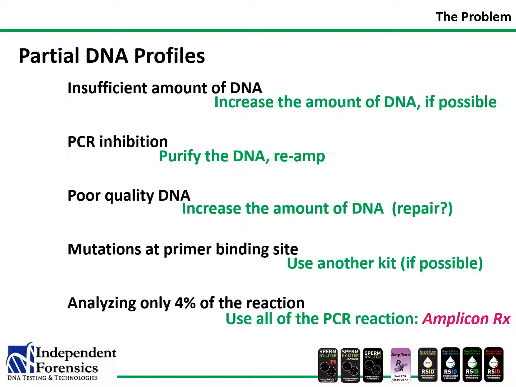If you have mutations at the primer binding site, you can use another multiplex kit if your lab has validated it. And if you've only analyzed a few percentage of your reaction, you can use all of the PCR reaction by running it through Amplicon Rx, which I'll show you in the next several slides.